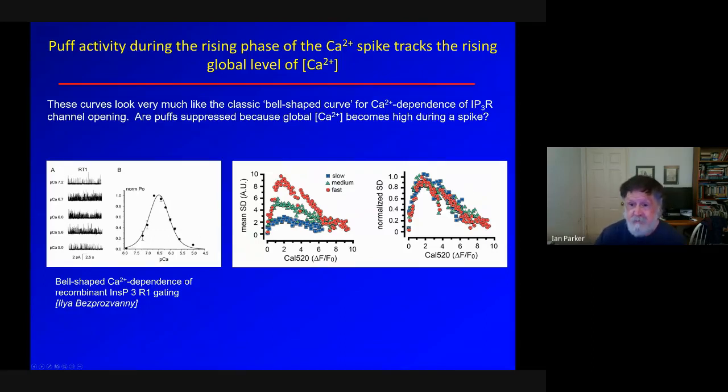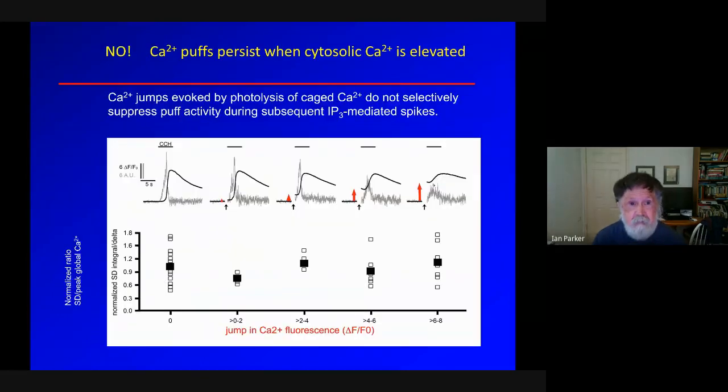So is this bell-shaped curve the same as that bell-shaped curve? Are our puffs terminating simply because calcium is becoming high during the global signal? So we set out to test that. To give you the quick answer, it seems to be no. It's not elevation of global calcium that's terminating the puff activity. And one experiment we did to test that, shown here.